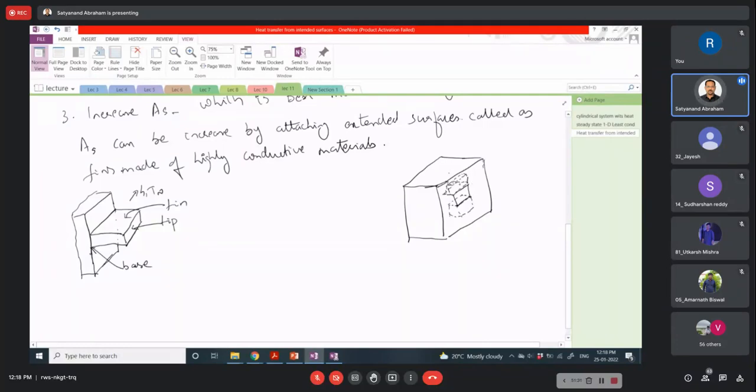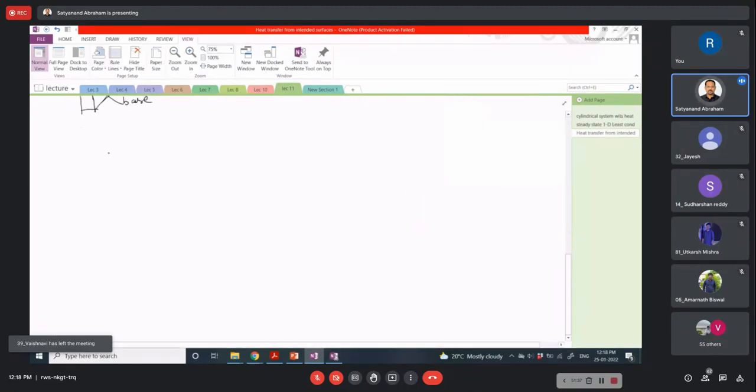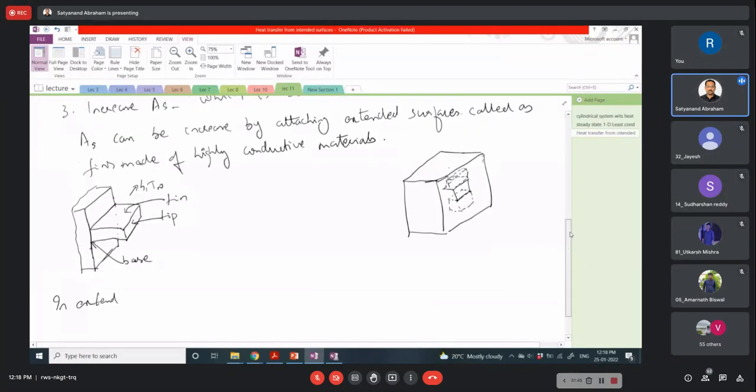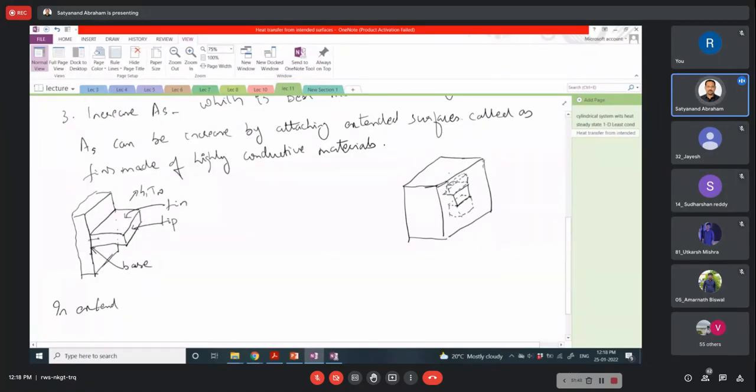In this case we are not calling it a fin, but it is still an extended surface, because we can see the definition of an extended surface. We call anything an extended surface if conduction is happening throughout, and also convection. A combined form of conduction and convection, where convection happens in a direction perpendicular to that of the heat conduction.